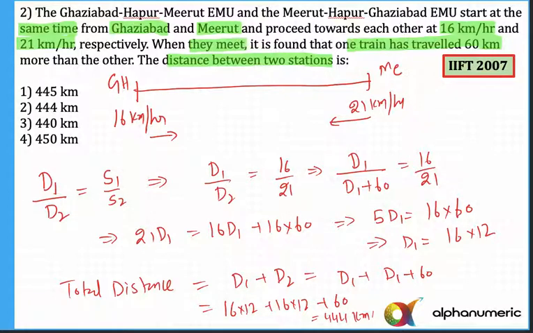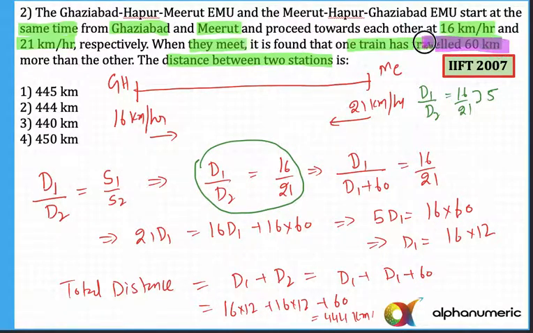Now we can also do the calculation by a different approach. What is that approach? Just see here. We know that the ratio of the distance is 16 by 21. So d1 by d2 is 16 by 21. In the ratio, there is a gap of 5, which means if one train has traveled 16, the other train will travel 21, which is 5 kilometer more. But we need a gap of how much? That is 60, because one train has traveled 60 kilometer more.